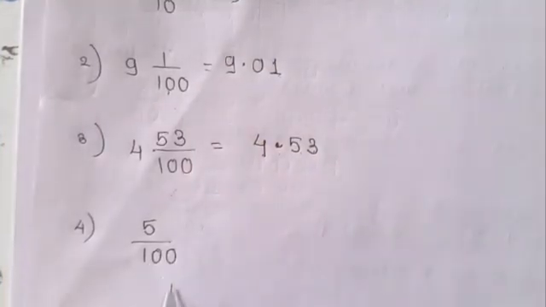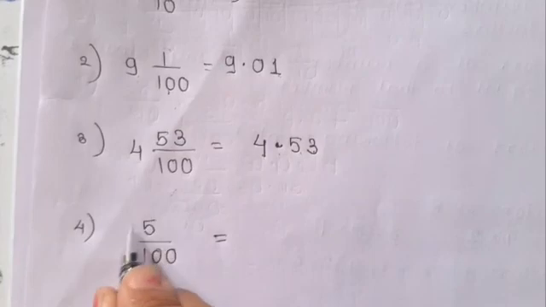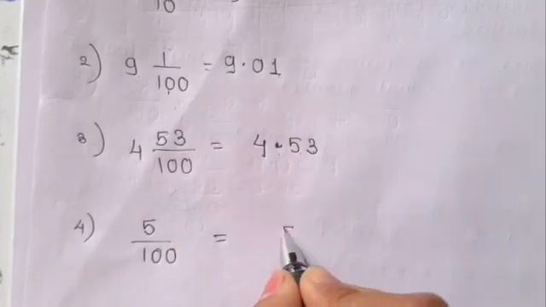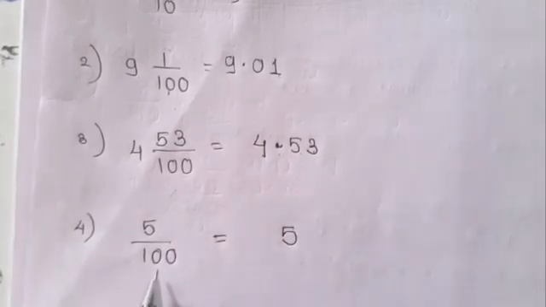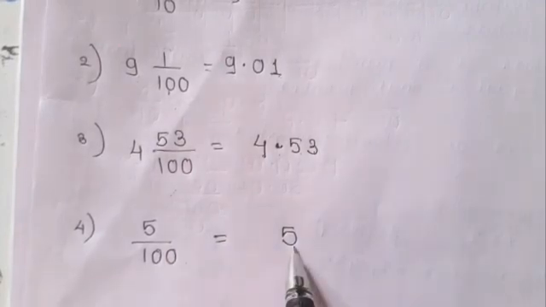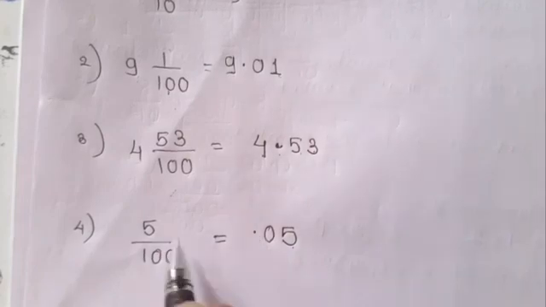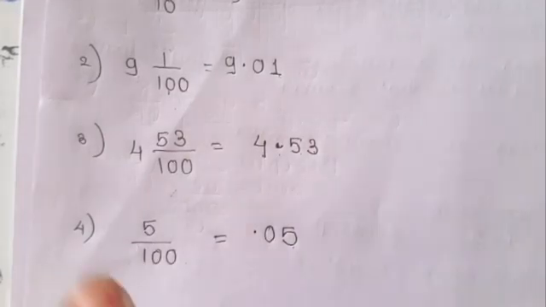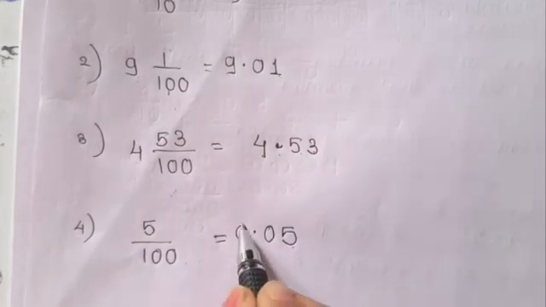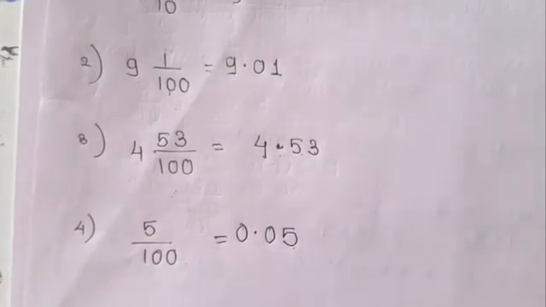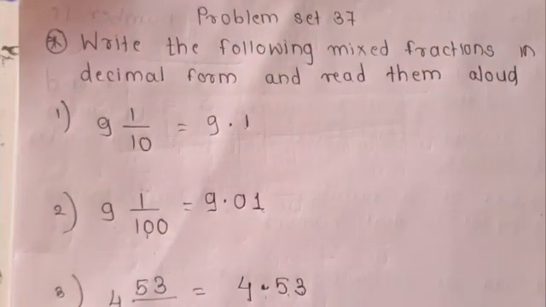Fourth one, 5 upon 100. First write the numerator 5. Now in the denominator there are 2 zeros, so we need 2 digits, then point. Now there is nothing left over, so 0, 0.05. In this way the remaining sums you will solve in your notebook. Okay.